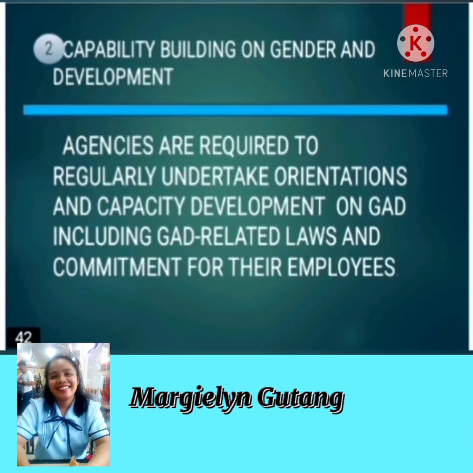Next is capability building on gender and development. Clear understanding and appreciation of gender and development is a prerequisite for successful GAD planning and budgeting. So agencies are required to regularly undertake orientations and capacity development on GAD, including GAD-related laws and commitments for their employees. So, yung agencies, dapat nag-undertake sila ng trainings and orientations. They also must have knowledge on GAD-related laws.